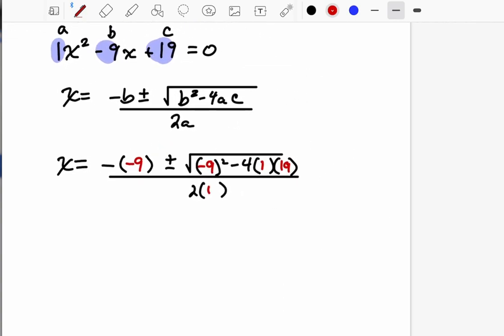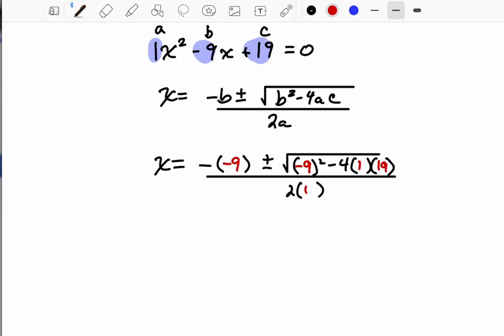Oh, it just snapped back. All right, clean it up. We got the 9 plus or minus something under the radical, all over 2.